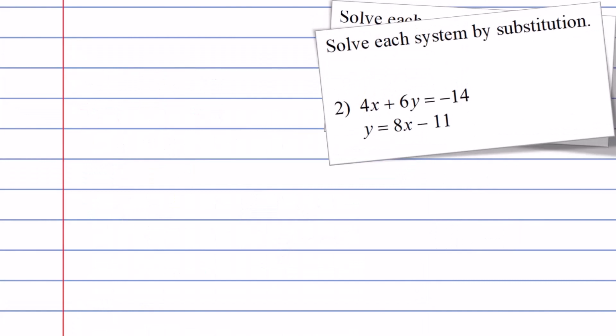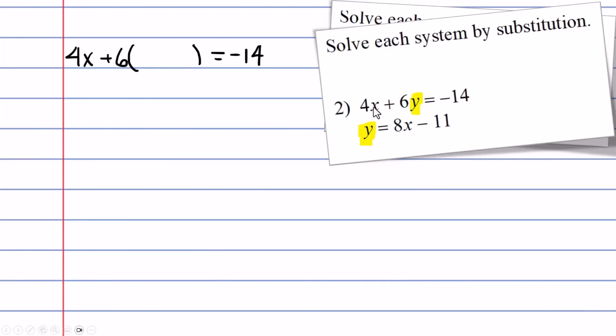All right, number 2. The system looks a little more complicated, but you have one of these that is solved for y. It says y equals 8x minus 11. I'm going to just stick that in here to the first one for y, and I'm just going to replace it or substitute it.